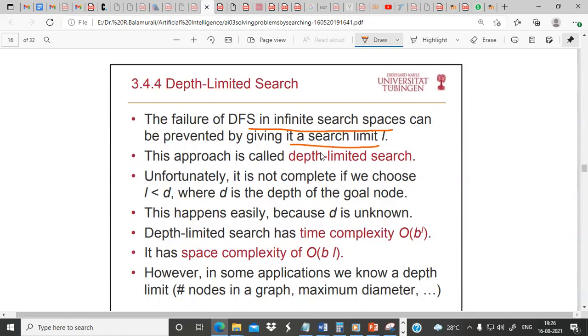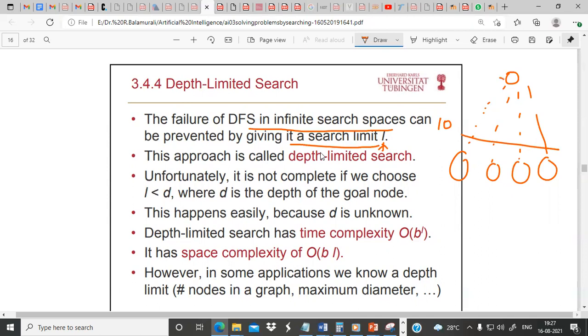So what does it mean? Assume generally the search space of a problem is infinite. That is, we don't know the depth of the tree. It is of infinite depth. In that case, you fix a limit on the depth. You don't go for unlimited depth. Let us say that we are fixing the limit of the depth as 10. Then the algorithm should go up to only the 10th level.